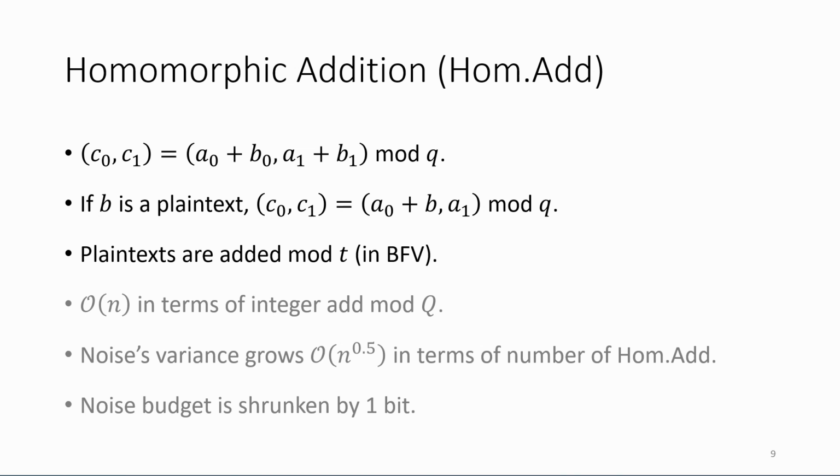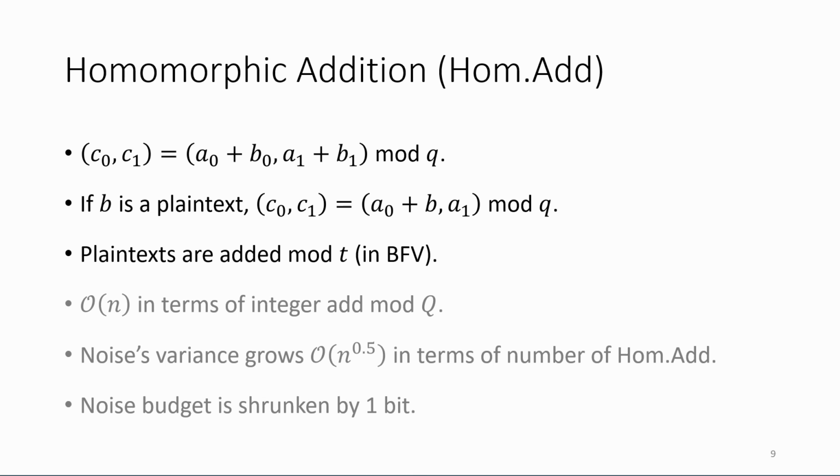And in a case when B is a plaintext, you just add B to the first part, which is even faster, just half of the computational complexity. These actually have code examples in SEAL. Kim will explain that later. You can see from the code that we have multiply and multiply plain functions in SEAL that are very understandable. And plaintexts are computed modulo t if you are in BFV.